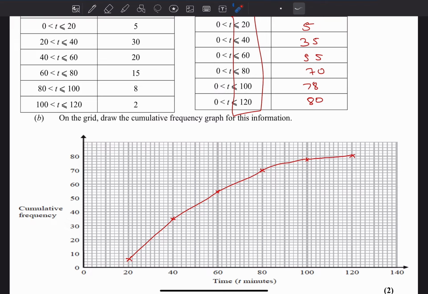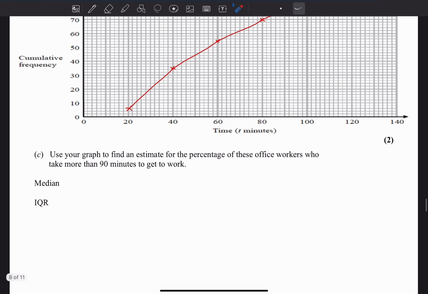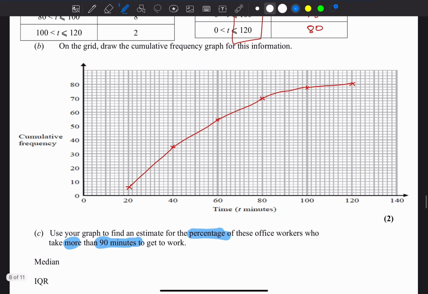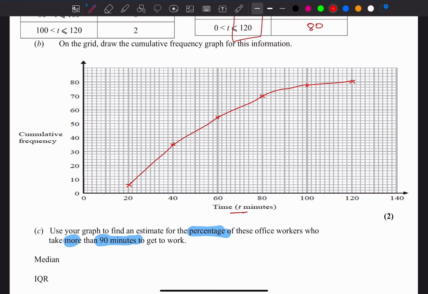A lot of people from school learn to do this. Never join it. Okay, that's it. Wherever they start, that's where they start. Don't join it into the 0, 0. Never. Okay. Use your graph to find the percentage who work more than 90 minutes. Keyword: more than 90 minutes. First, you go to 90 minutes. Where is 90 minutes? 90 here.